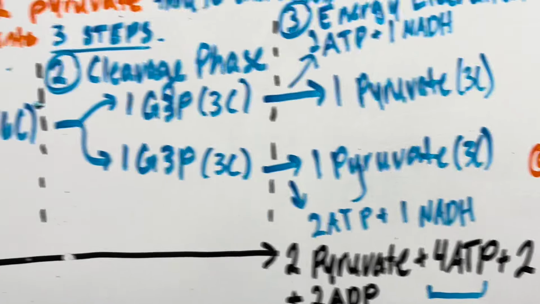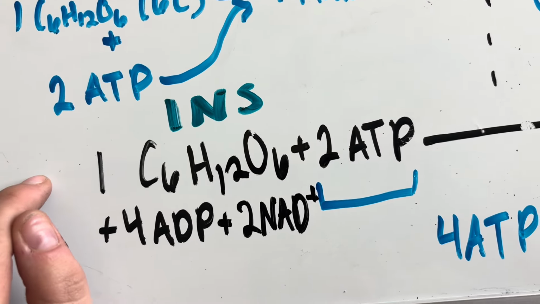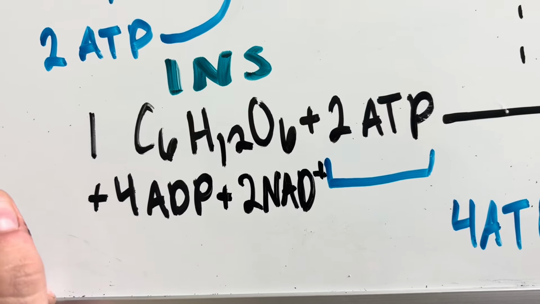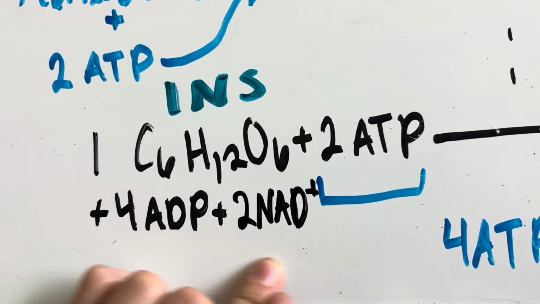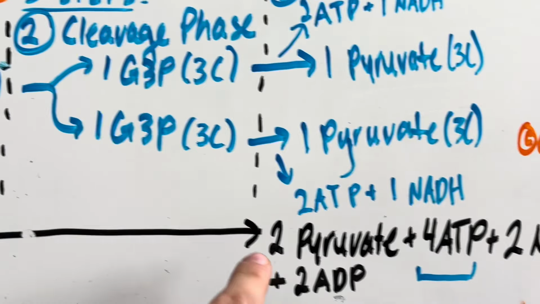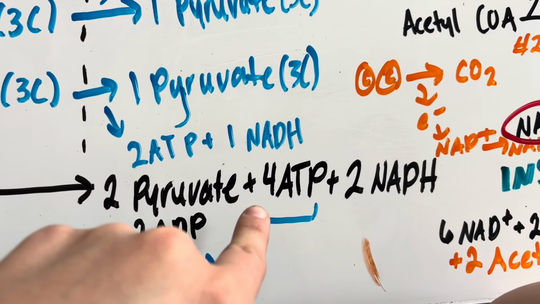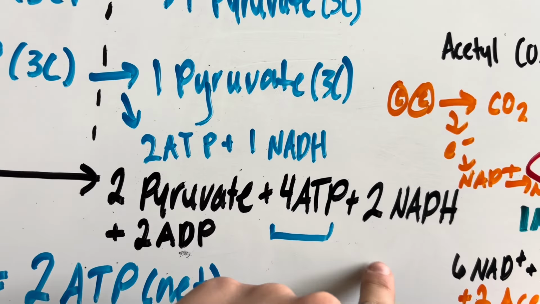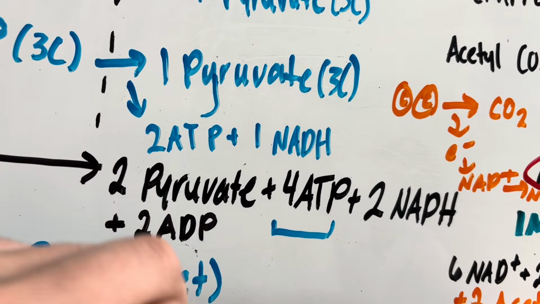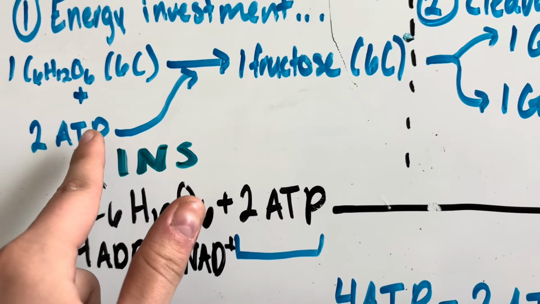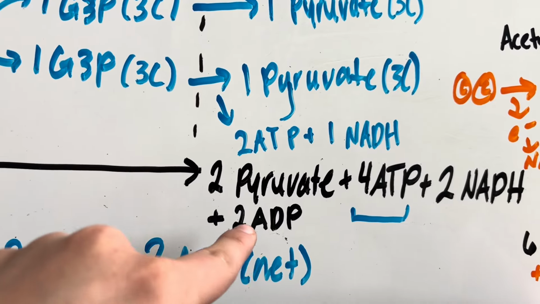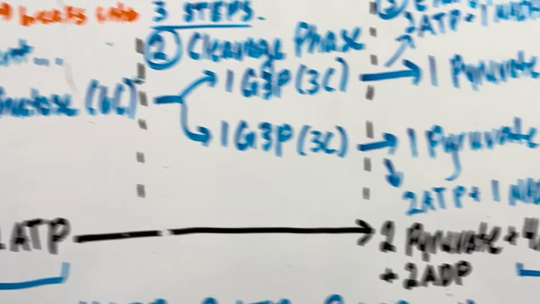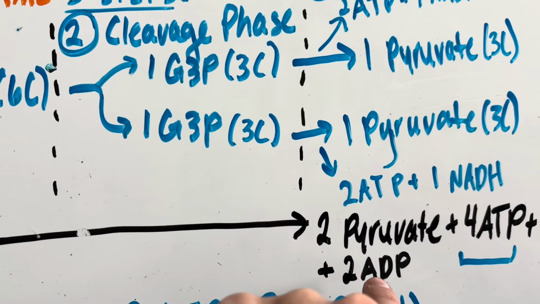So in total, we started with 1 glucose molecule, 2 ATP, 4 ADP, and 2 NAD+. These last 2 might seem kind of random and like they came out of nowhere, but I'll explain in a second. And so then we got 2 pyruvate, 4 ATP, 2 NADH, like we talked about right here, and then 2 ADP. It's important that you remember we put 2 ATP in the beginning, and in order to use that energy, we had to turn it into ADP. So that ATP right there is now ADP right here.